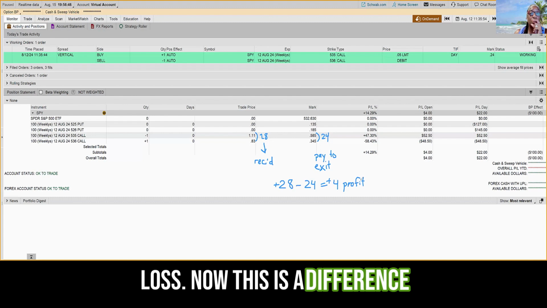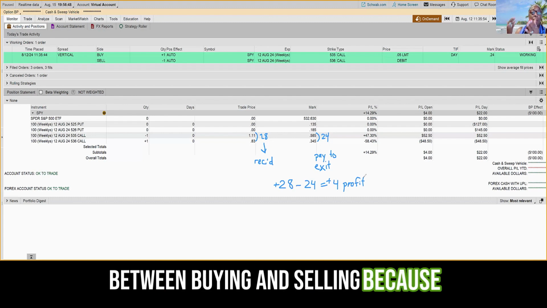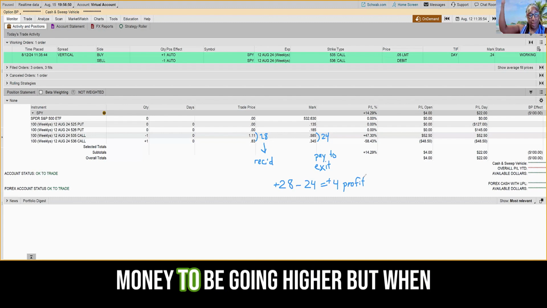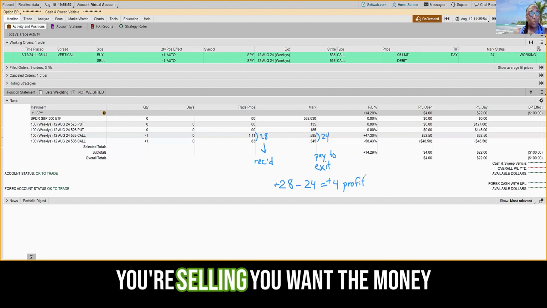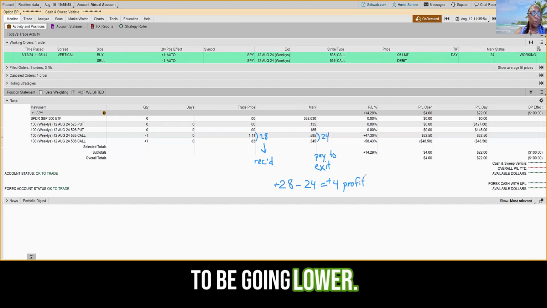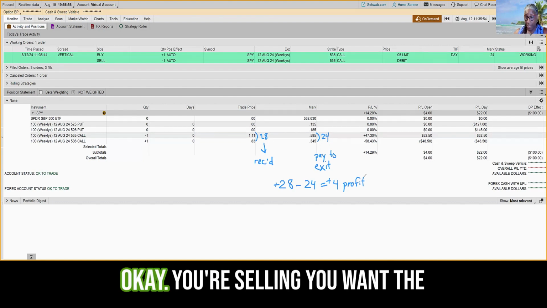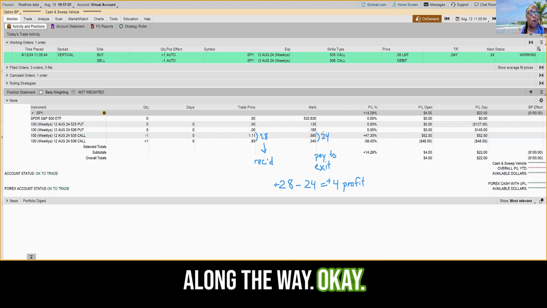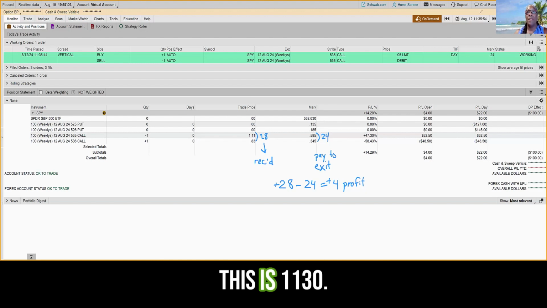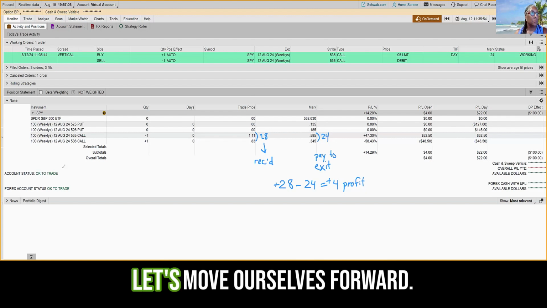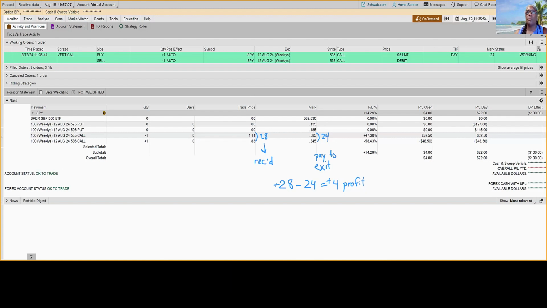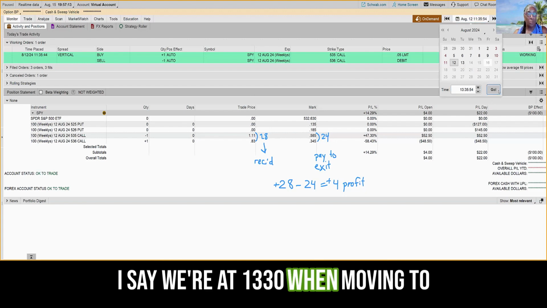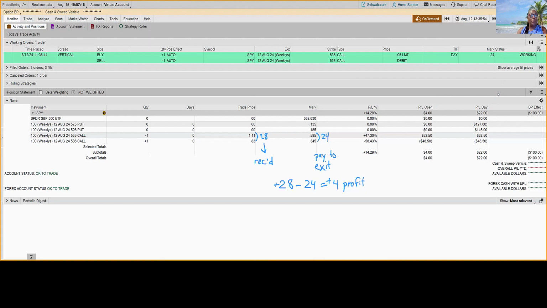Now, this is the difference between buying and selling, because when you're buying, you want the money to be going higher. But when you're selling, you want the money to be going lower. When you're selling, you want the value to be decreasing along the way. This is 11:30. Let's move ourselves forward. Let's say we're at 13:30. We're moving to 1:30 in the afternoon.